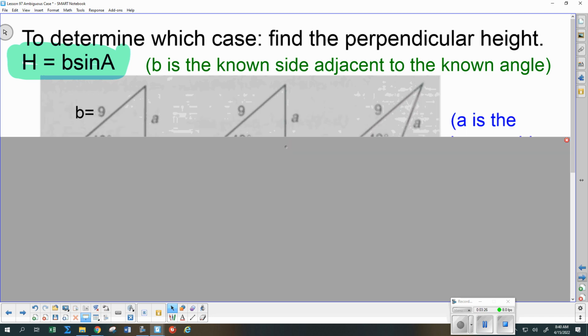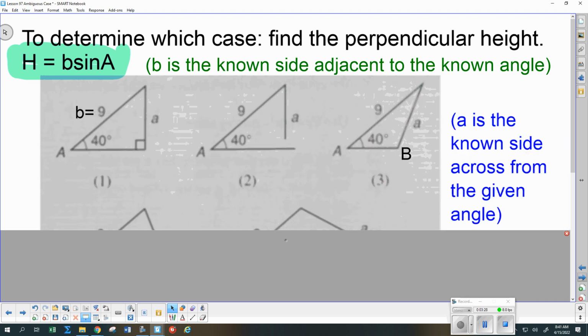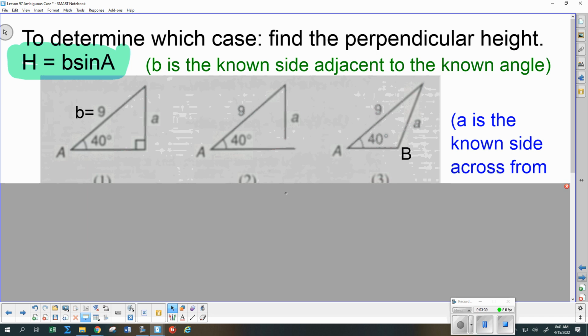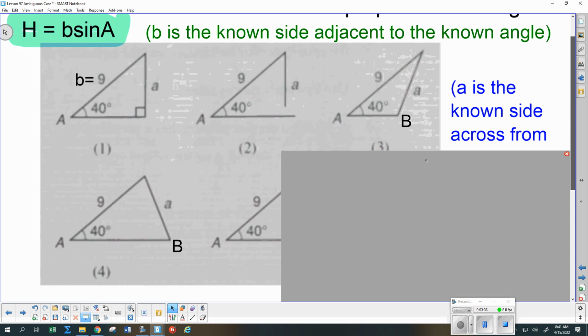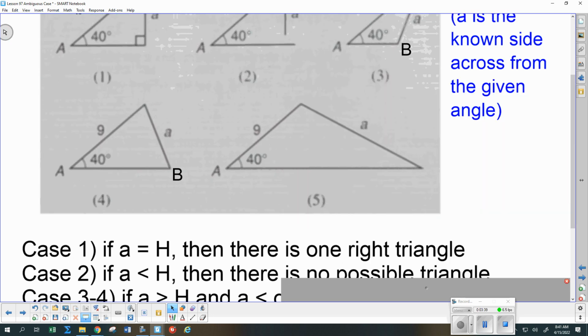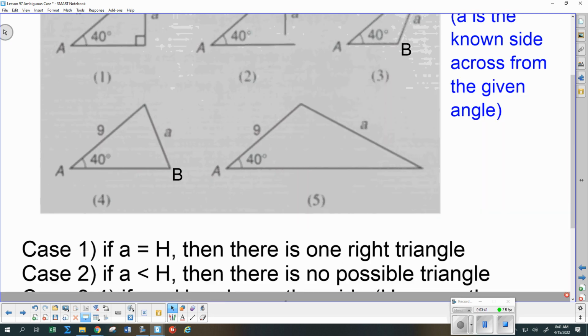So we figure out how tall H is, and they put 40 and 9 in there, but the same idea. So they've got these first 2 pictures here, like what I just drew. And that means if that side that I haven't drawn yet is exactly the same as the height, it's got to go straight down and make a right triangle. If it's not even long enough to be the height, it isn't really a triangle.